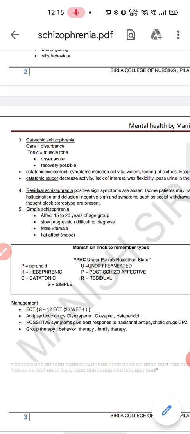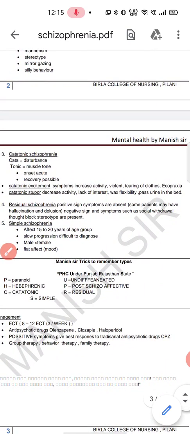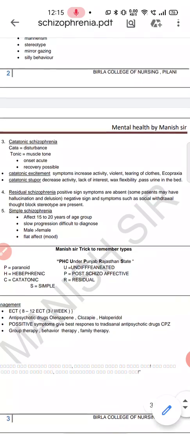Next is residual schizophrenia. In residual schizophrenia, the positive signs and symptoms are absent. Some patients may have hallucination and delusion. Negative signs and symptoms such as social withdrawal, thought block, and stereotype are present. The fifth one is simple schizophrenia, which mostly affects the 15 to 20 years age group. Progression is slow and it is difficult to diagnose. Males are more affected than females, and flat mood is not affected.